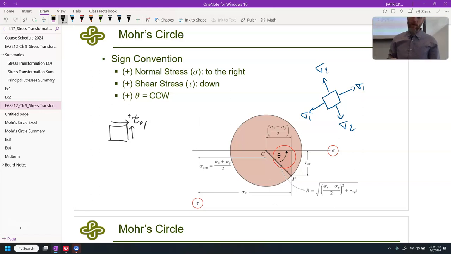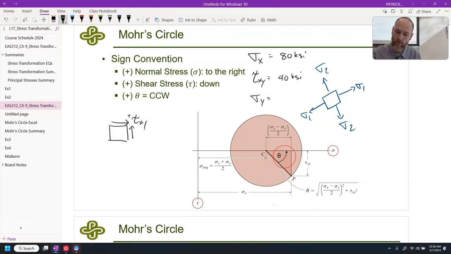So if, for example, you have a starting sigma x and a starting tau xy, let's just say this is positive 80 KSI, and this is positive 40 KSI, for example. And you've got some sigma y value, let's say that is 20 KSI. Those were the numbers that you started with. Sigma average, 80 plus 20 divided by 2, 50. That's going to be your 50 KSI normal stress value.